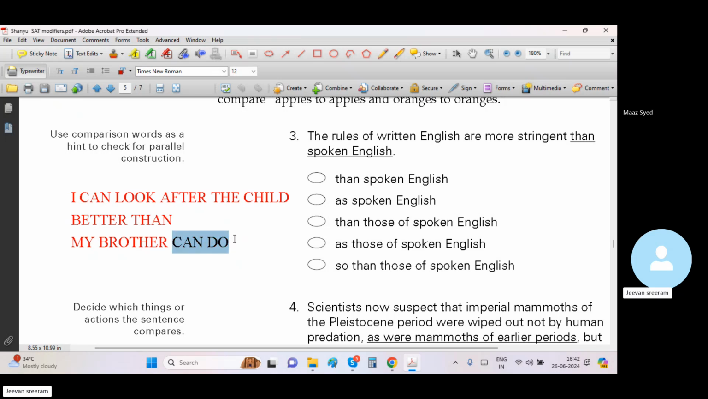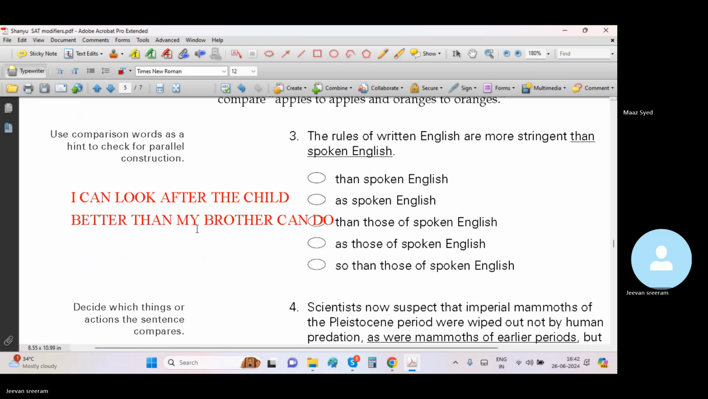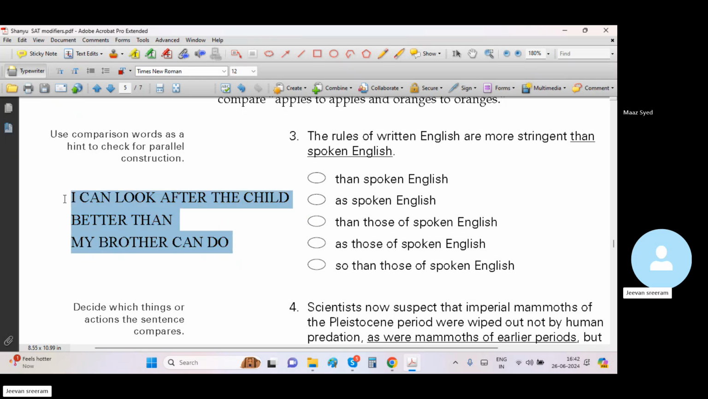Sometimes in the options you may even see it just before the subject: I can look after the child better than can my brother do. Sometimes you may even see it like this, "do my brother." Something of that sort. Okay? Is it clear, buddy? Just remember: whenever the verbs are compared, you should be able to write the auxiliary verbs in the end or just before the subject.